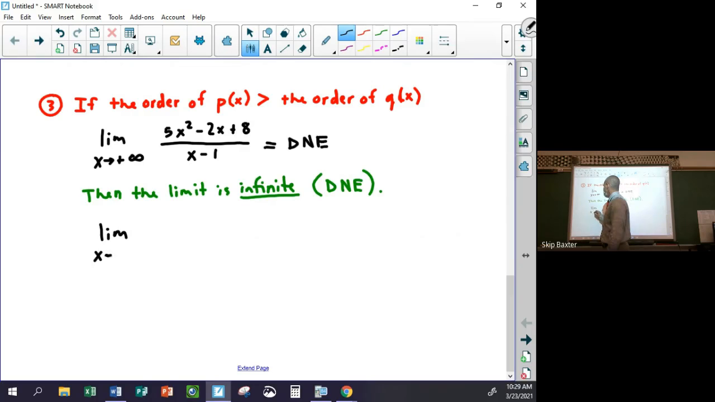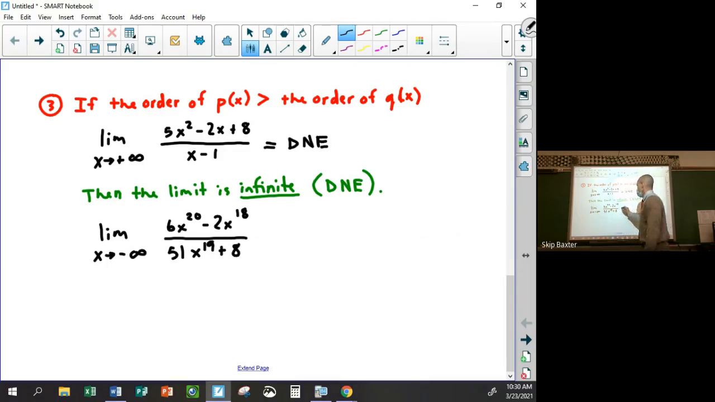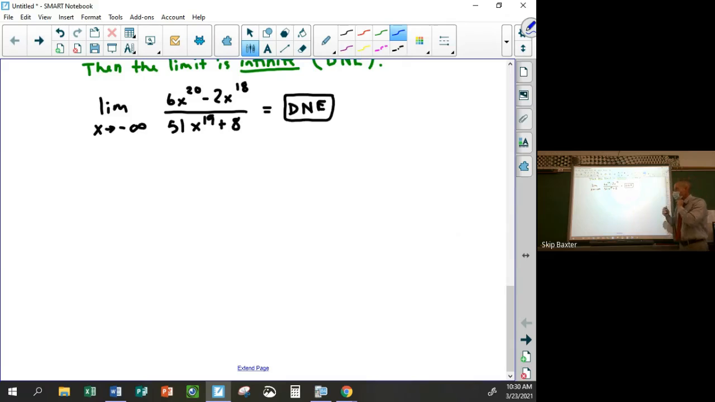If you have the limit as x goes to negative infinity of 6x to the 20th power minus 2x to the 18th power over 51x to the 19th power plus 8, the answer is does not exist because the order of the top is 20 and the order of the bottom is 19. Okay? Now sometimes they might try and fool you by adding square roots and things like that.